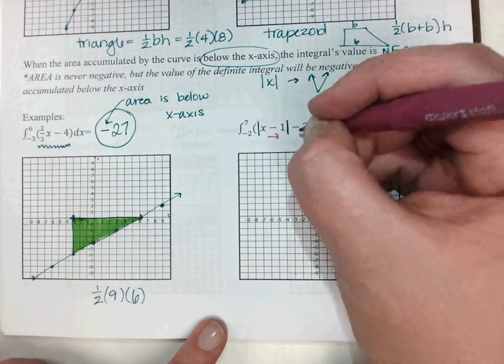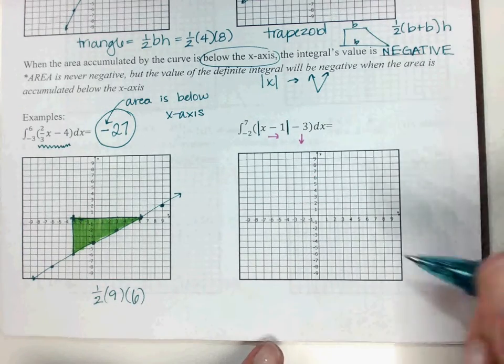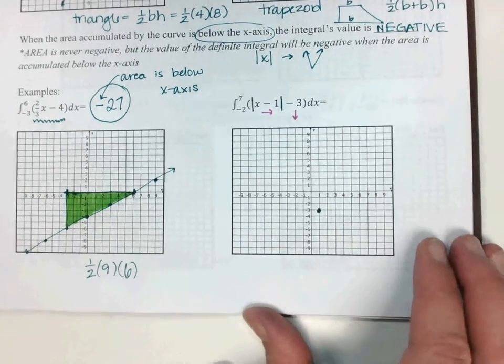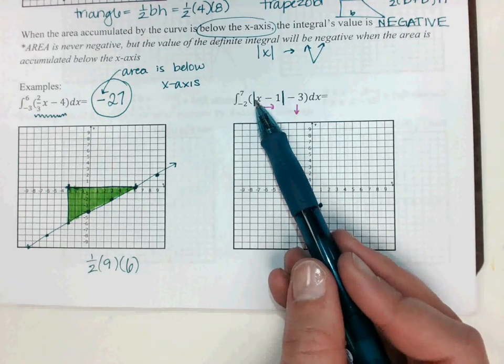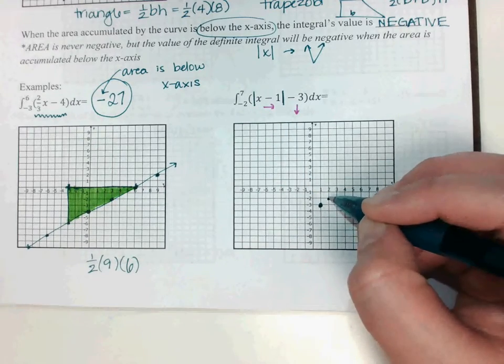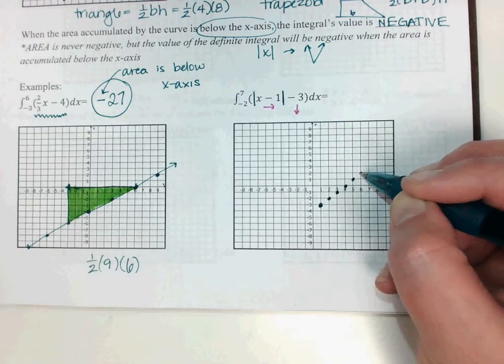Okay, and then -3 would be down. Remember, the x is always the opposite. So if it says minus, you go to the right. If it says plus, you go to the left. So to the right 1 and down 3 puts me here. That's my vertex. And then you want to do your V carefully because we're going to have to count sides. So if my x is alone, then my slope is a 1. So I'm going to count up over 1, up over 1, up over 1, etc.